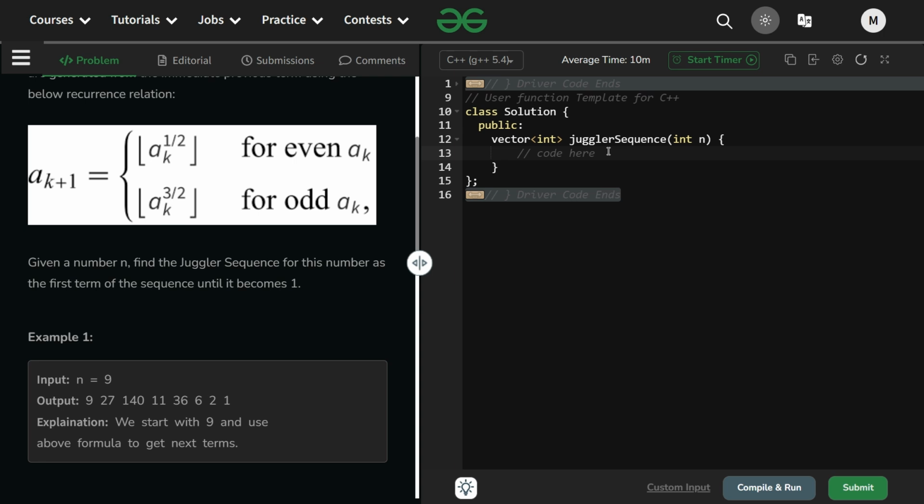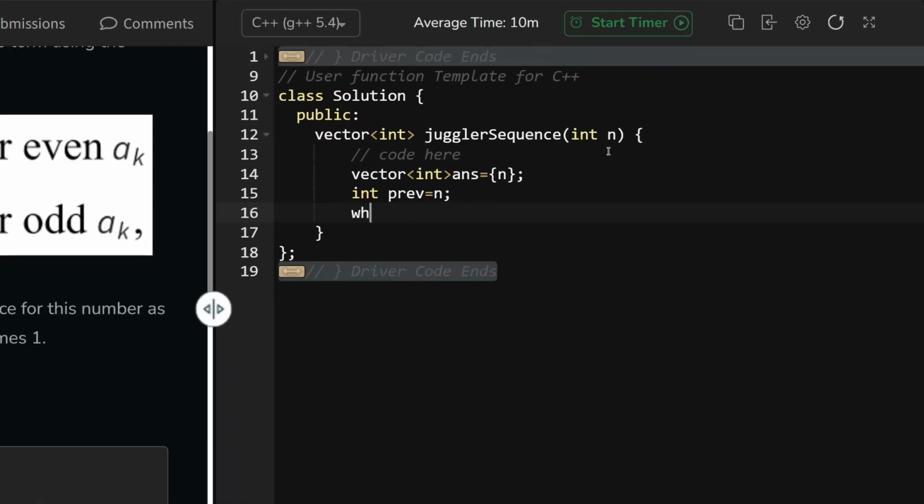Okay, the question is actually very simple. What will I do? I will create a vector of int, let us name it answer, and my first element is my n, that is given to me as input. Now what will I do? I will use a loop. Let me take int prev equals n, just for the sake of writing the code.